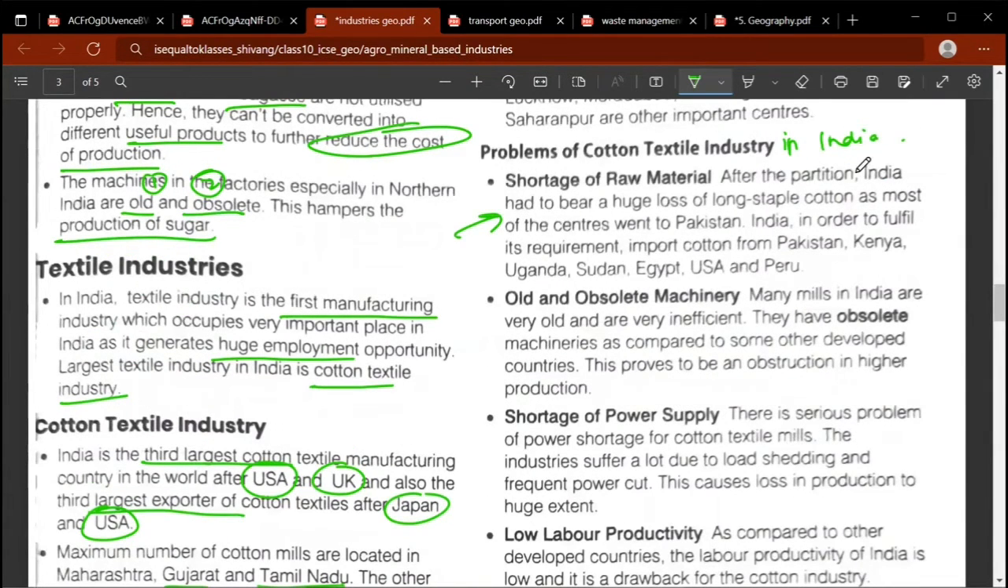Shortage of raw material. After the partition, India had to bear a huge loss of long staple cotton as most of the centers went to Pakistan. India, in order to fulfill its requirement, imports cotton from Pakistan, Kenya, Uganda, Sudan, Egypt, USA, and Peru.